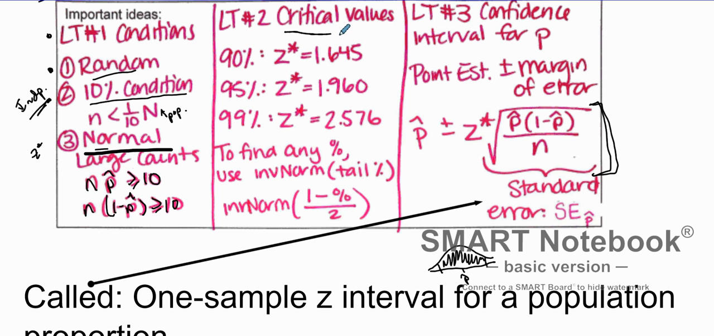Now, the critical values that we're looking for, because we're taking our point estimate plus our margin of error. Our margin of error is calculated by taking our standard error, so that's our standard deviation, times the number of standard deviations that we have in our percent.